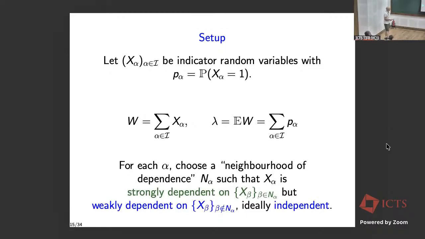For each alpha, choose what we call a neighborhood of dependence. So you choose a subset of indices such that X alpha is dependent on what's inside and ideally independent of all the random variables outside. But in the following result, you can allow some dependence on the outside as well. Of course, you have to make sure that whatever is strongly dependent on X alpha goes into that set and whatever is weakly dependent goes outside that set. So there's a choice that has to be made, and you try to choose this neighborhood of strong dependence in the best possible way.